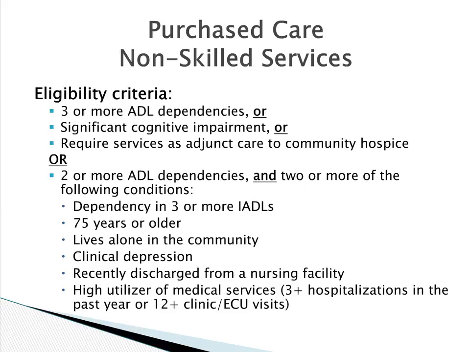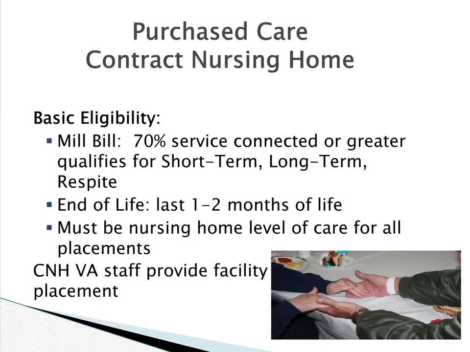Or the second one is, maybe you have a deficit in 2 activities of daily living. You can't feed yourself, and you need help with your bathing. Then if you have one of those other things, 75 years, you're living alone, you're depressed, the things that put you at higher risk, that would be considered a qualification also. And so if you fall into those categories where you need additional help in order to stay at home, the VA can purchase different things for you.